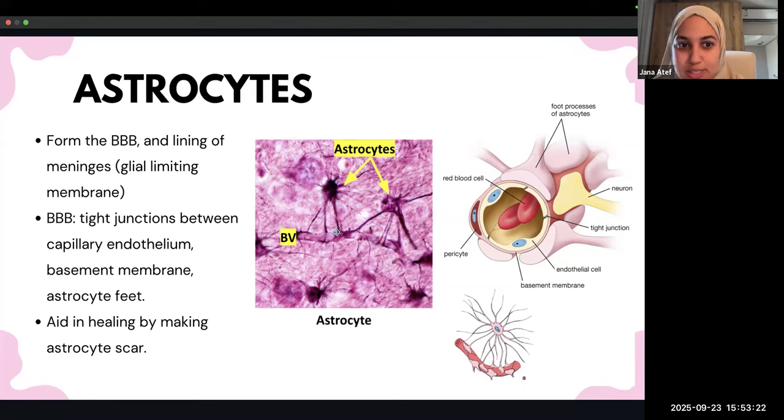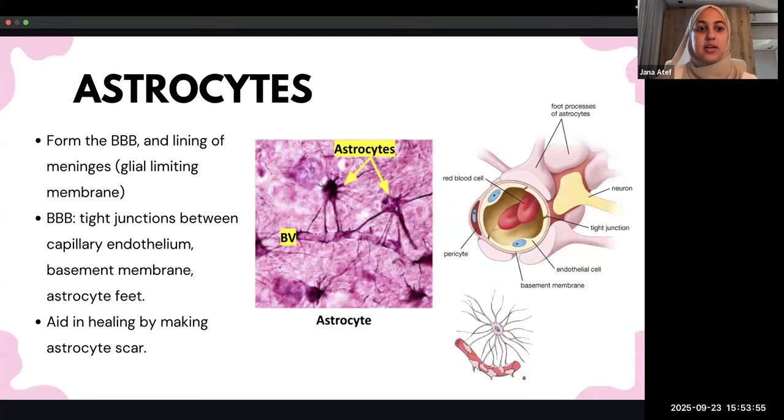Why does it do that? Does anyone know why? What's the function of astrocytes? Why are they wrapping around it? Protection. Yes, exactly. Protection and preventing any microbes from passing. Like I said, the blood-brain barrier is the barrier. It doesn't want any bad things coming in. So one of the things that make the blood-brain barrier is the astrocytes. They have their foot processes that surround the blood vessels, and they're an extra line of protection.